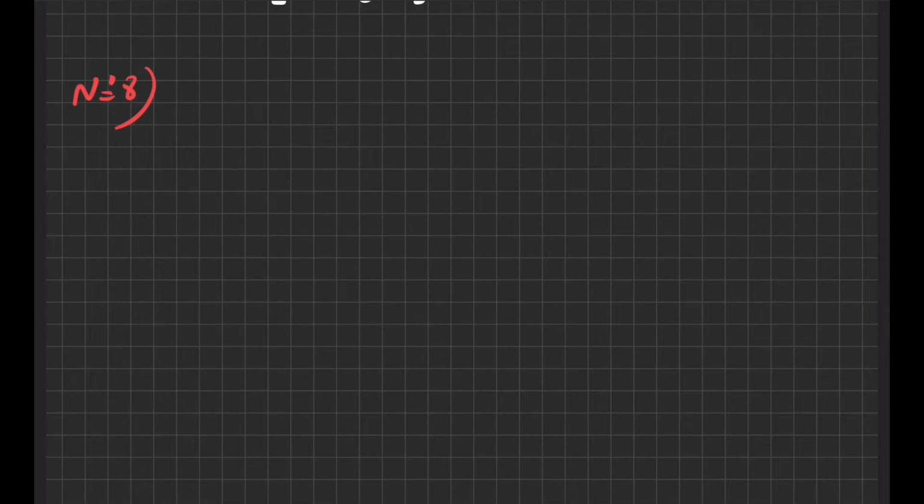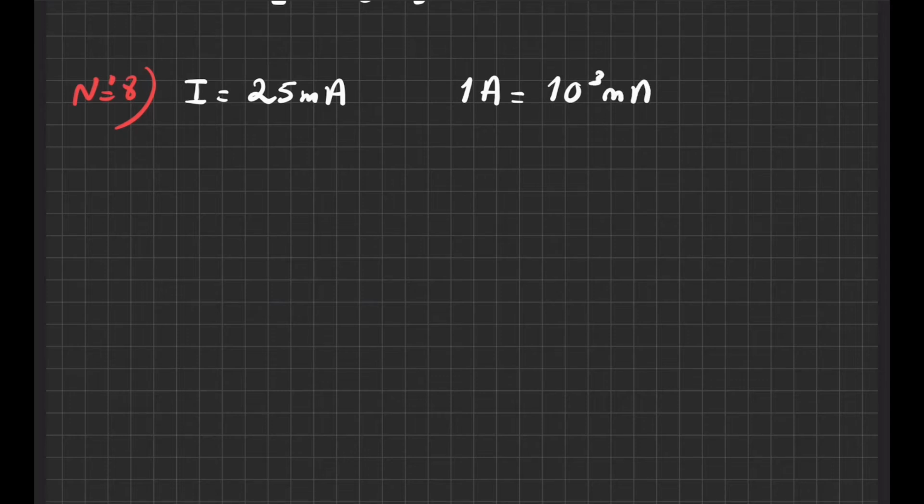Number 8 says that when functioning normally, a current of 25 milliampere, so I equals 25 milliampere, traverses an electric bulb. Express this current in ampere and in microampere. So we know that 1 ampere equals 10 to the power 3 milliampere equals 10 to the power 6 microampere.